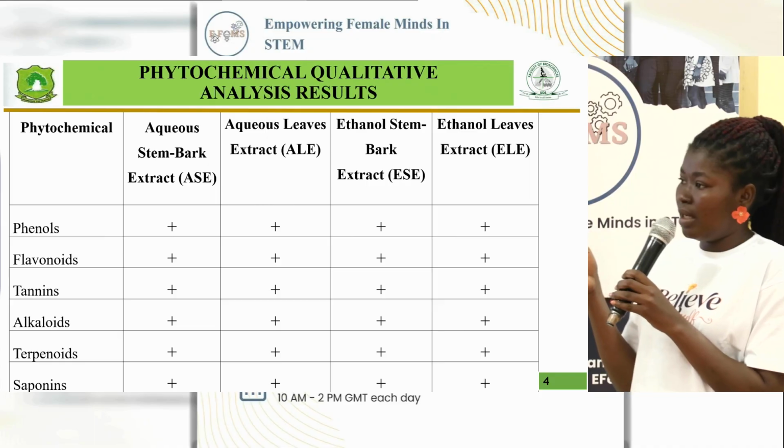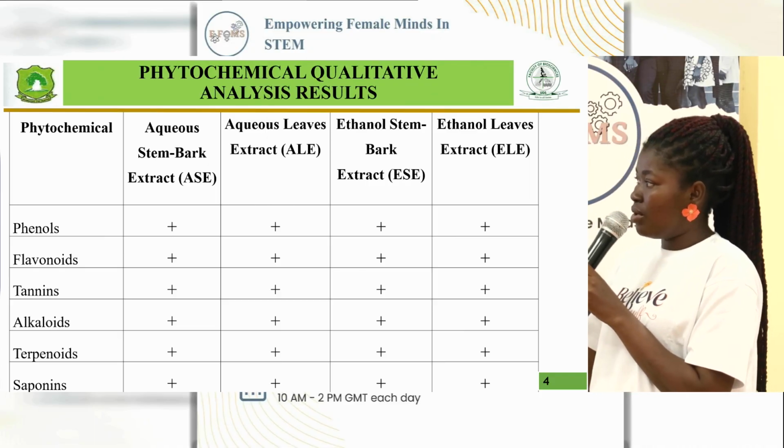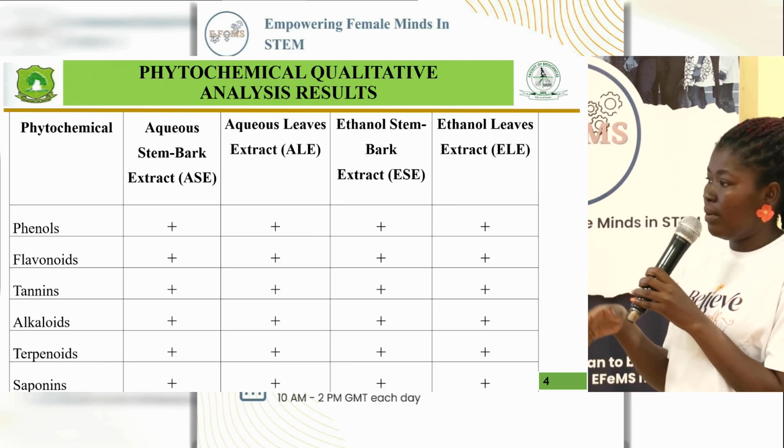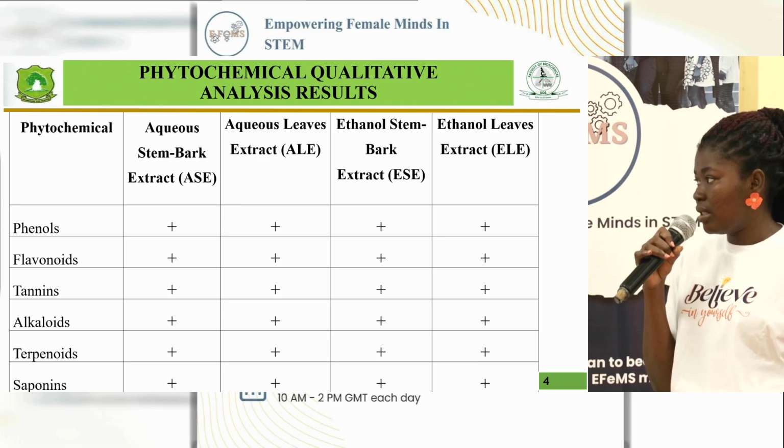So for the qualitative analysis, because of the limit on the number of slides, I had to leave that one out. For the qualitative analysis, after we got the extracts from the various extraction methods, we ran phytochemical analysis using biochemical tests to determine the presence of the various phytochemicals in the extracts of the stem bark and the leaves.